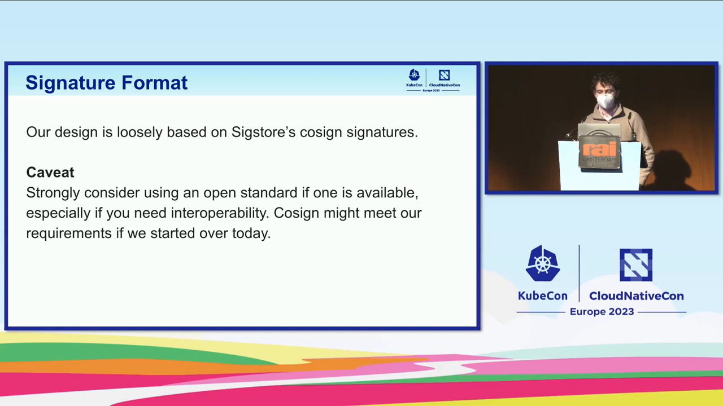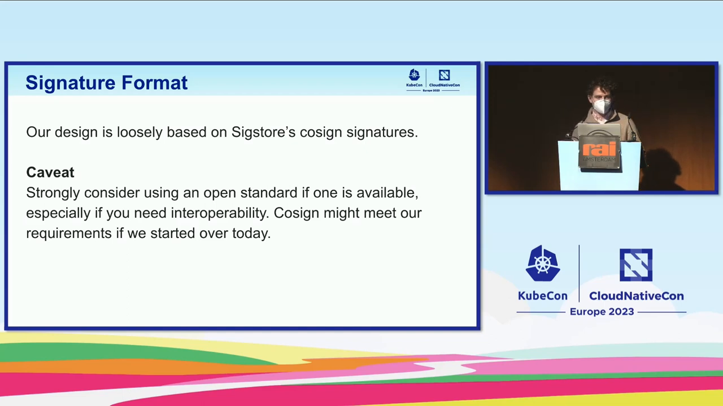So we discussed storage, but what do the signatures actually look like? The format that we developed, the Datadog, is loosely based on SigStore's cosign format. But before we dive into the specifics, I want to give a quick caveat on why we ended up building our own. It's almost always a best practice to use an open standard when it comes to cryptographic designs, especially if you need interoperability, such as if you're signing images that will be distributed in an open source setting.